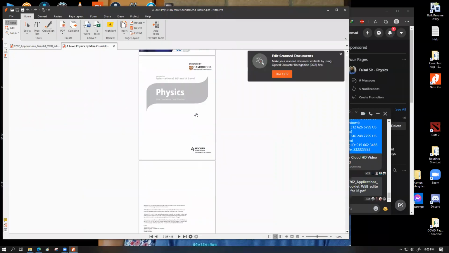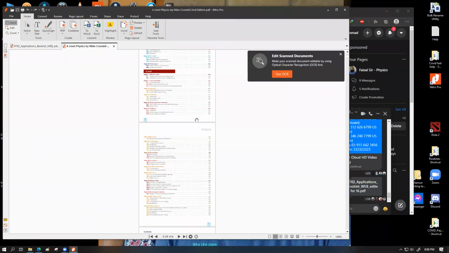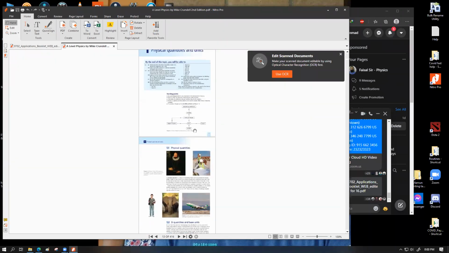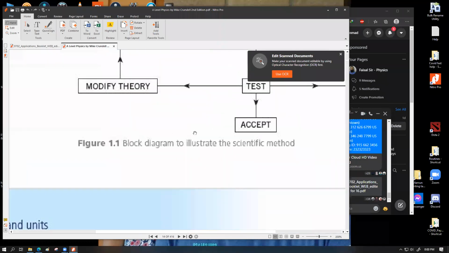So it has this cover. It's a bit abridged, shortened. So the first edition was actually even better, in my opinion, and it had more information.